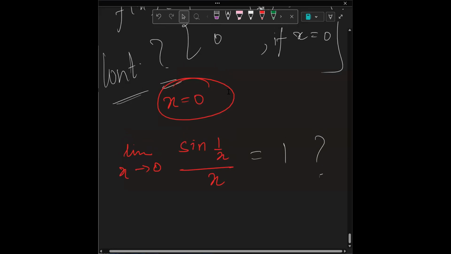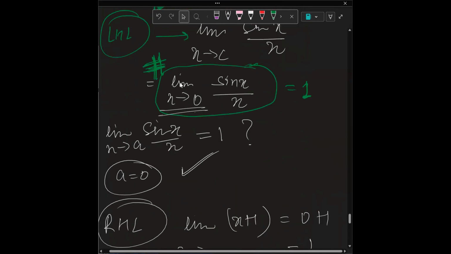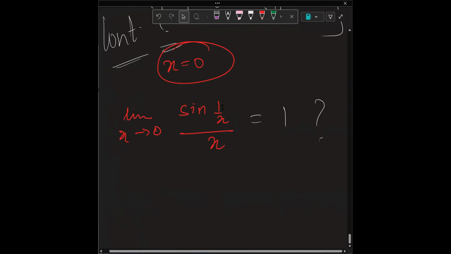See, when I was telling this, that you need to focus on this, like when limit x tending to 0, then your sin x over x is equals to 1. But over here, we have sine 1 over x upon x. So this cannot be equal to 1. Now it is okay or not? Yes, sir. This cannot be equal to 1.